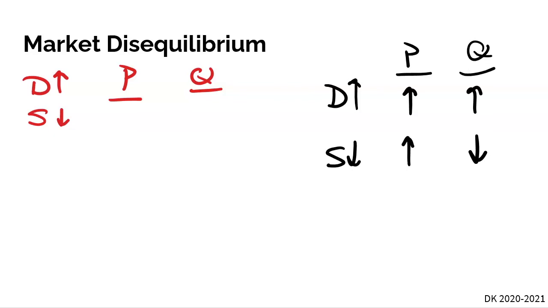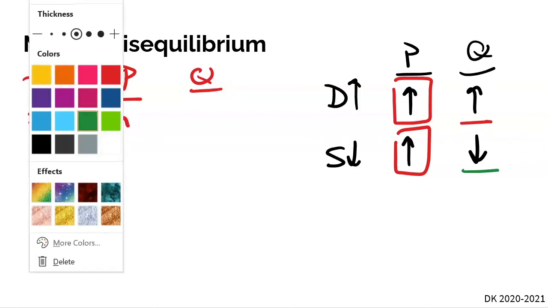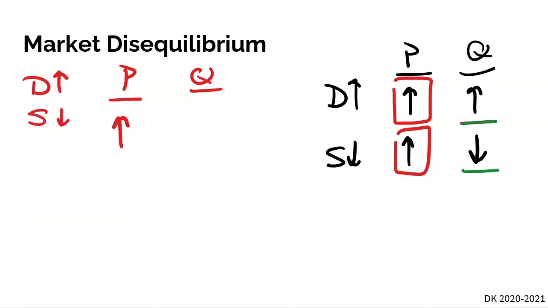If you notice, when demand increases and supply decreases, our price moves in the same direction. Our price increases. And so we can say with certainty, our price is going to increase. But if you look at our quantity here, they are moving in opposite directions.